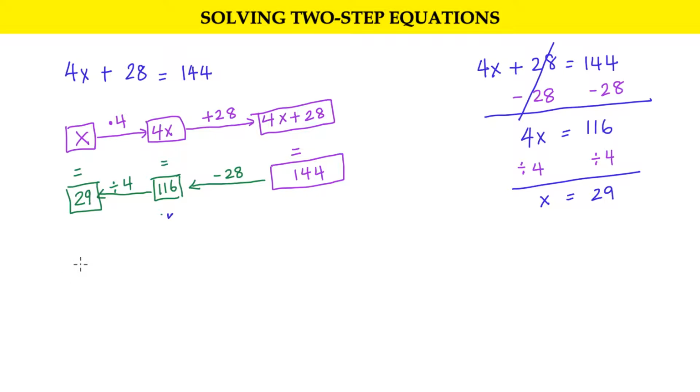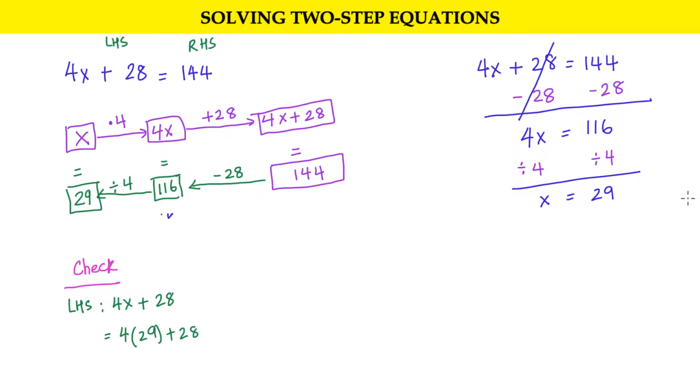Now let's do a check. On the check, we have this as our left-hand side and this as the right-hand side. So the left-hand side is 4x plus 28. Let's substitute the value of x. We figured out that x is 29, so that's 4 times 29 plus 28.